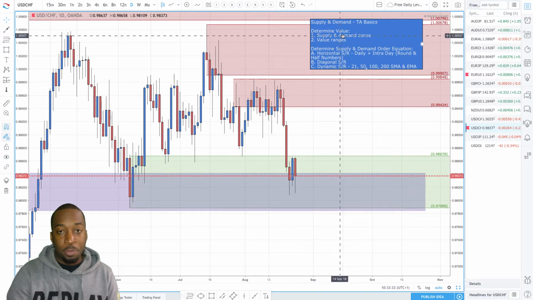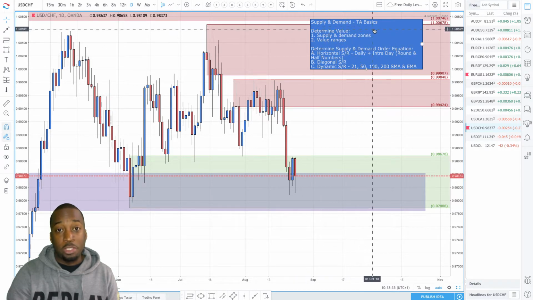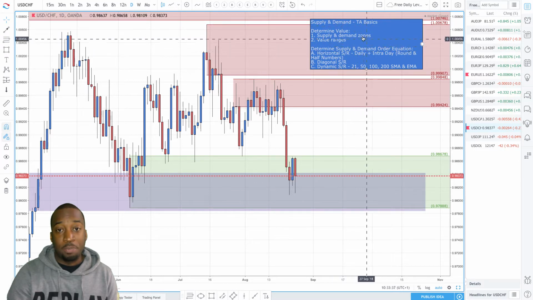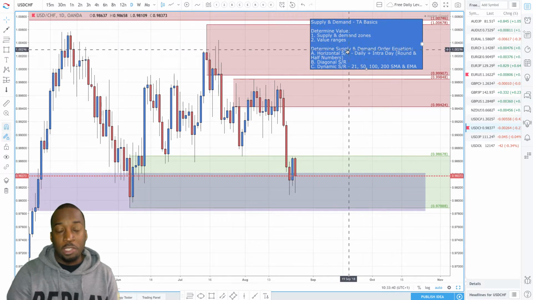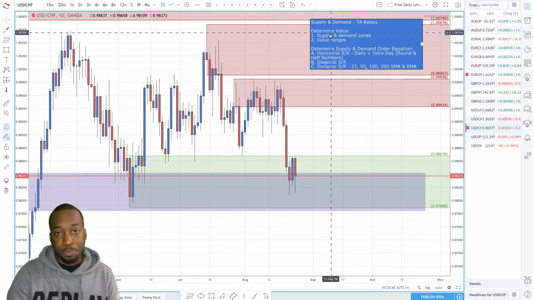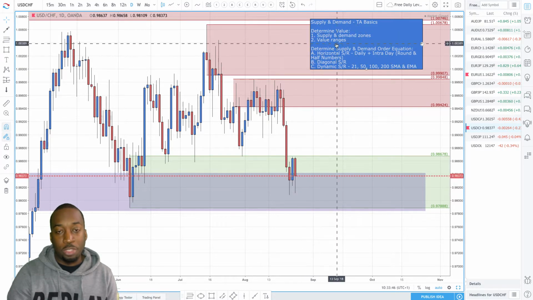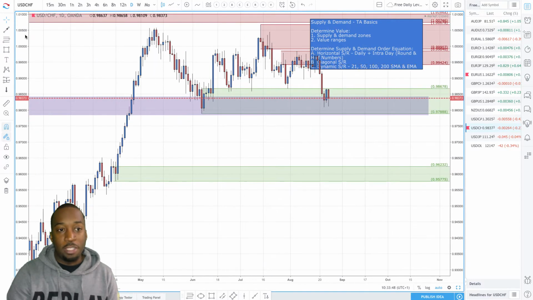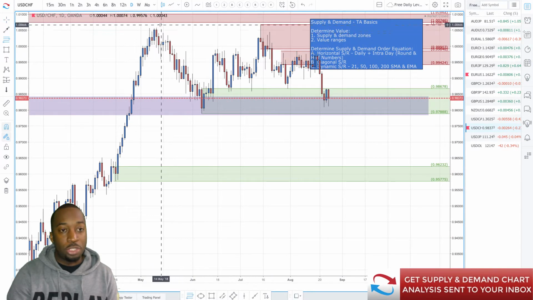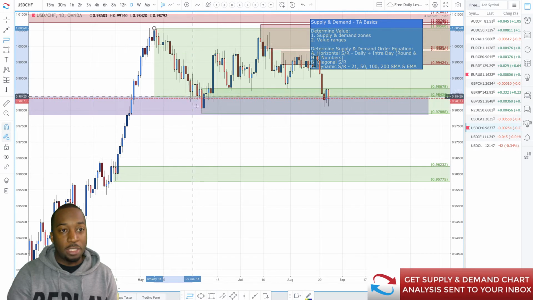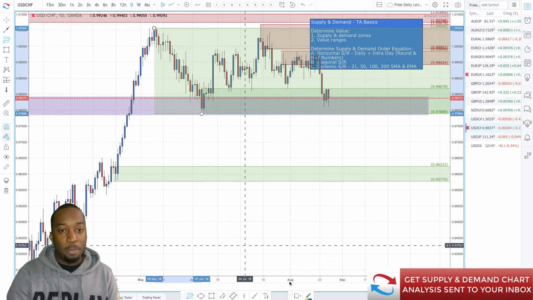And what we want to do, or what I do, and this is just some of the technical analysis basics that I'll give to you. There's a lot more that goes into this. So what we do is we look at the supply and demand zones, which are in a demand zone, and then we look at value ranges, and value ranges are pretty much just highs and lows, higher highs and lower highs, right?